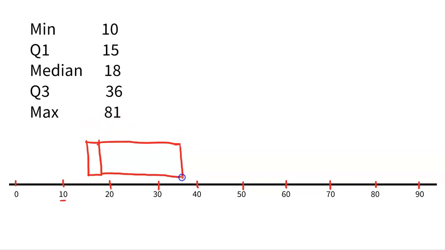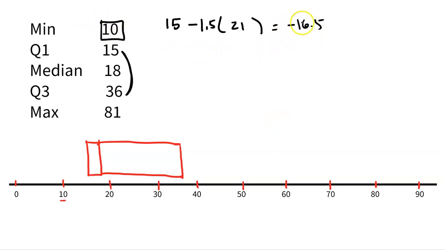And okay, now I cannot draw my whiskers until I check for outliers. Let's walk through that real quick. So I'm going to find my fences. The lower fence is going to be 15 minus 1.5 times the IQR. The IQR is simply the difference between the Q3 and the Q1. So 36 minus 15 is a difference of 21. So there's my IQR. So 15 minus 1.5 times 21 is negative 16.5. Now my minimum is 10. So clearly there are no values that are going to be lower than negative 16.5. So that means I'm safe to put my lower whisker all the way down to the minimum of 10.